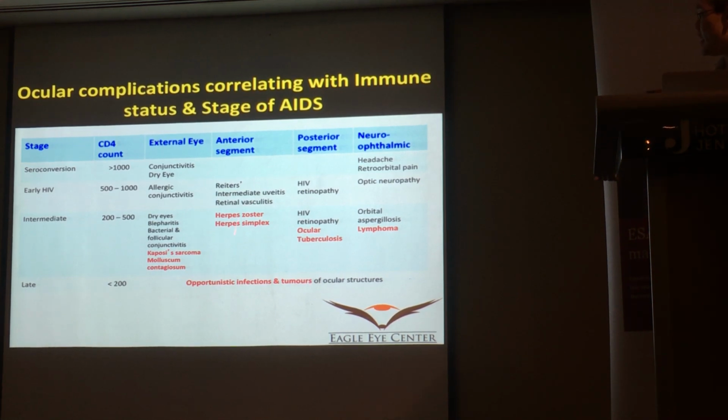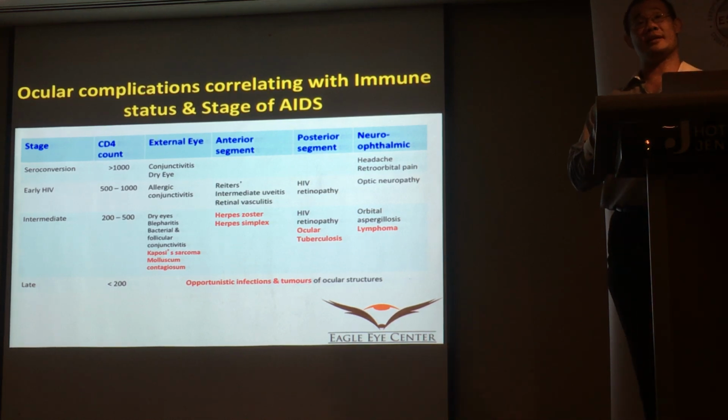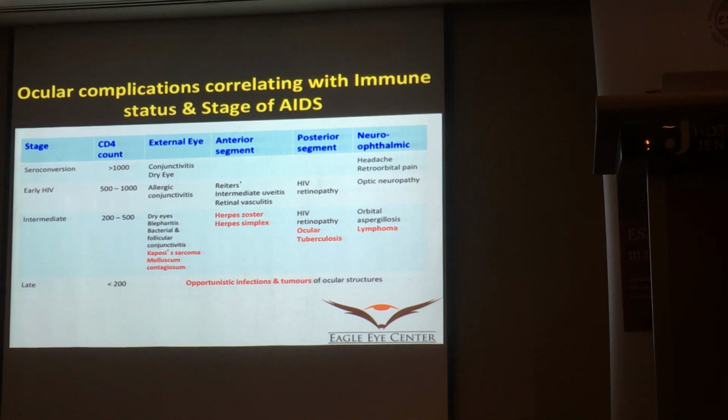When it's 200 to 500, you also see other things happening, including ocular TB, lymphoma, herpes. Now, this is obviously not a hard and fast rule, but it gives you a rough idea. Okay, you're below 500 now. What are the kind of things that you may be expecting? Alarm bells start going up.